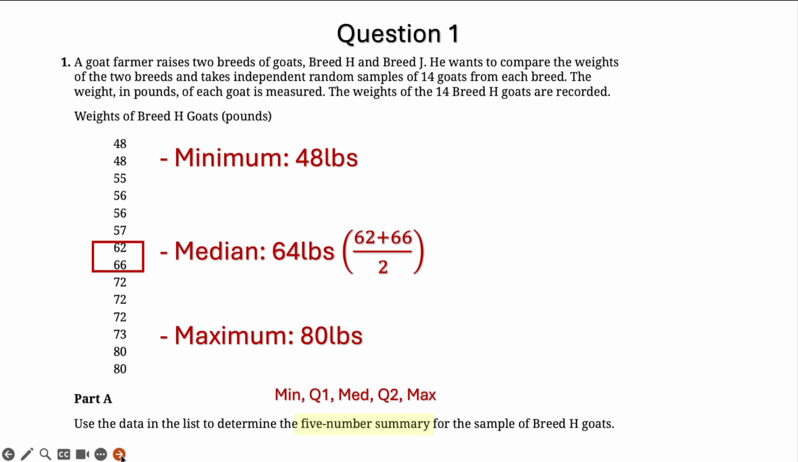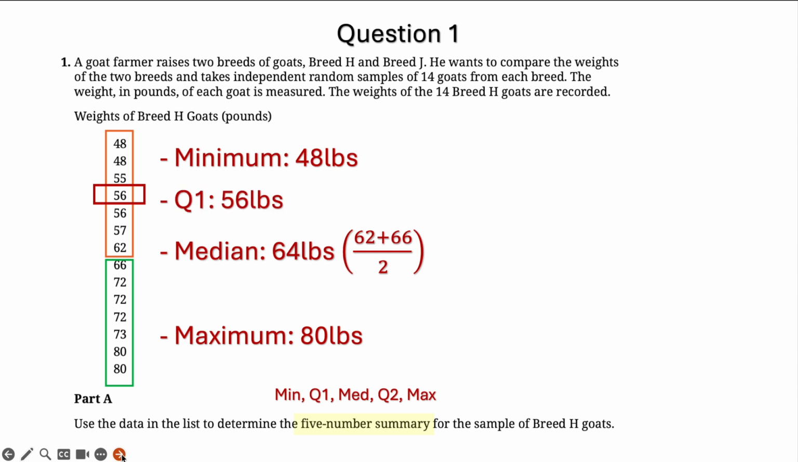Once you find the median, we can find Q1 and Q3 by finding the median value of the lower half and the upper half. Now let's look at the lower half. 64 is the median, so there are 7 data values to the left of the median, and there will be 7 data values to the right of the median. Let's find the middle point of the lower half. There are 7 data values, so the middle would be 7 plus 1, which is 8, divided by 2. That's going to be the 4th data value, which is 56. So 56 is going to be Q1.